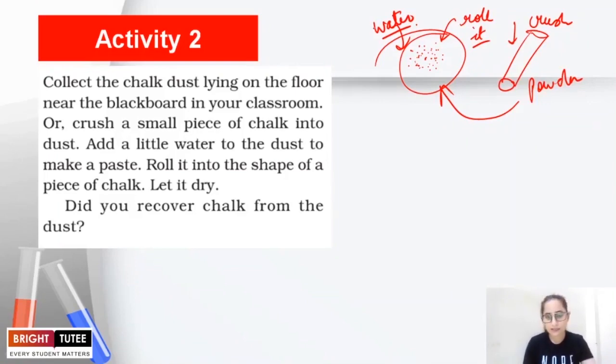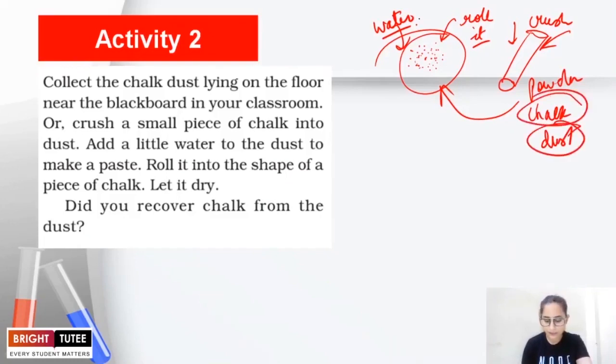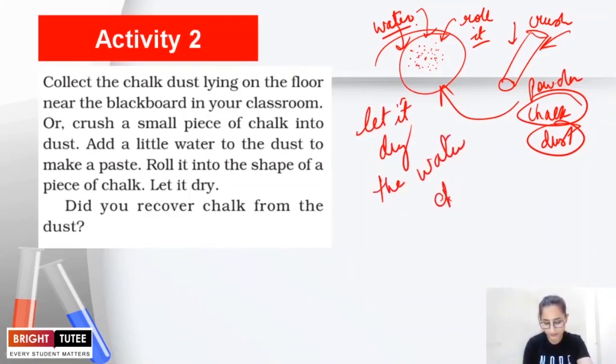So what is happening? When you crushed the chalk, did you obtain anything different? No, you obtained chalk dust only. There is no different product, you obtained chalk dust. Then you added water to it again. When you let it dry, the water evaporated. Right? Earlier it was wet. But when you let it dry, the water evaporated and now you again have the chalk dust.